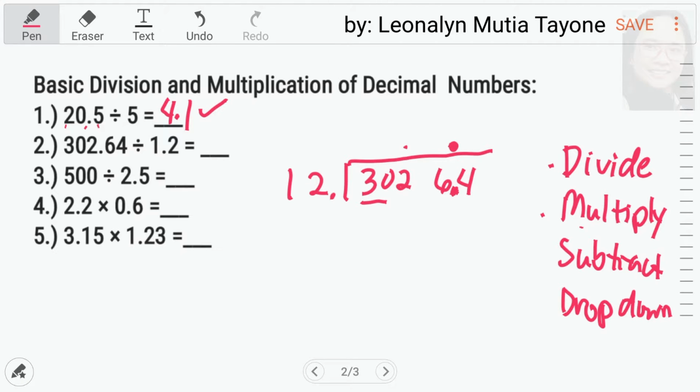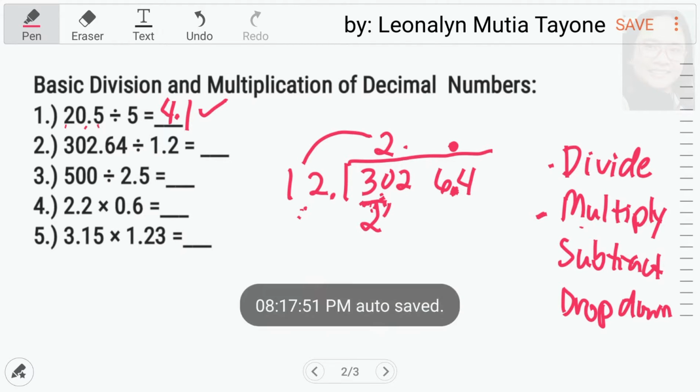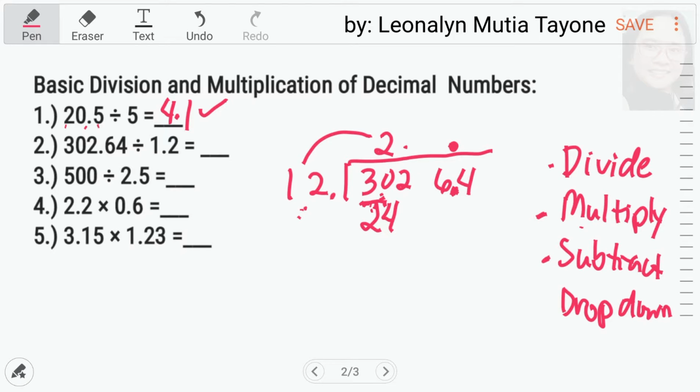30 divided by 12. Why did we choose 30 and not just 3? Because when we divide from our dividend, the number should be bigger than the divisor. Since 3 cannot be divided by 12, we include 0. So 30 divided by 12, how many 12s are in 30? Two. Next, multiply. 2 times 12, that is 24. Next, subtract. 30 minus 24, that is 6.